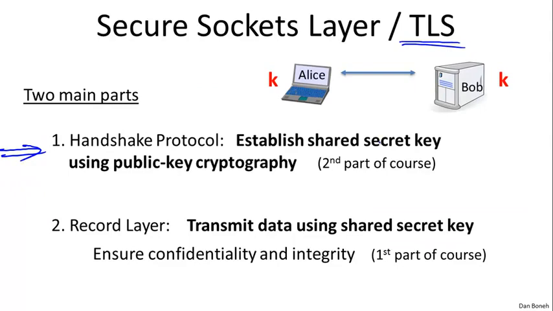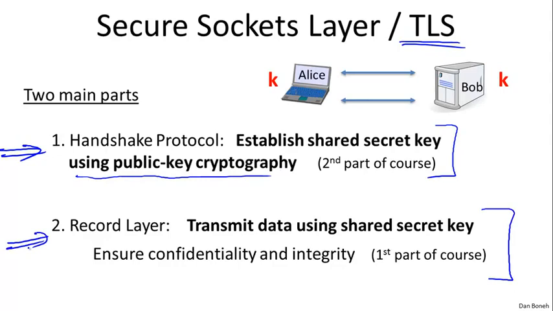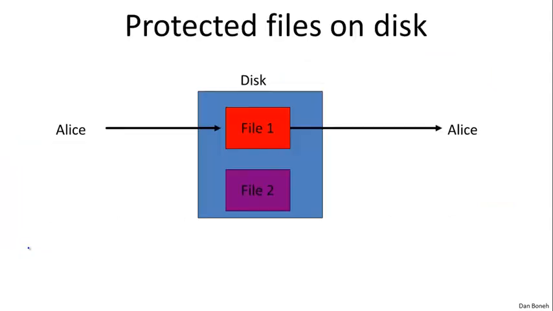Now, the way you establish this secret key, the way you do the handshake, is using public key cryptography techniques, which we're going to talk about in the second part of the course. Once Alice and Bob have the shared key, we can use this key to communicate securely by properly encrypting data between them. And in fact, this is going to be the first part of the course, which is essentially, once the two sides have a shared secret key, how do they use that secret key to encrypt and protect data that goes back and forth between them.